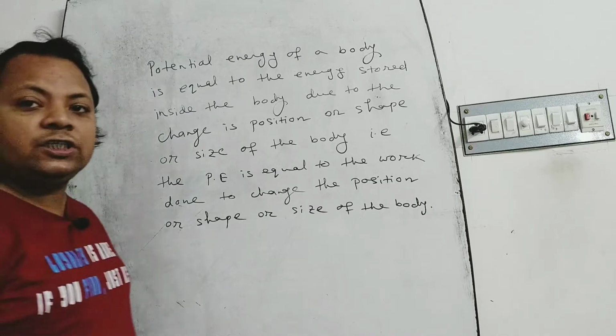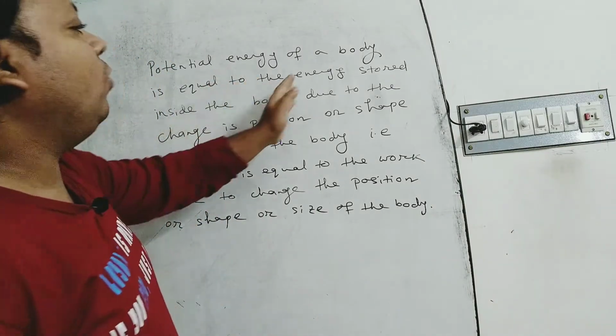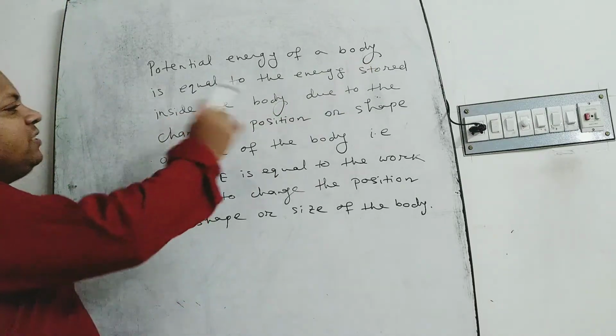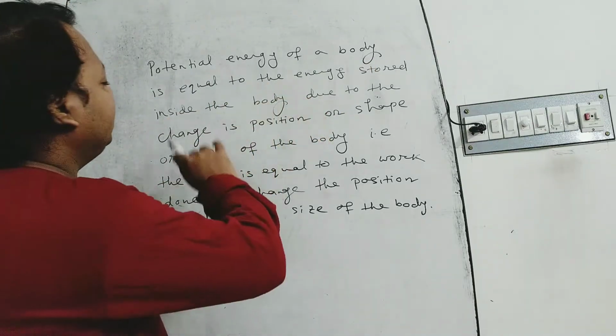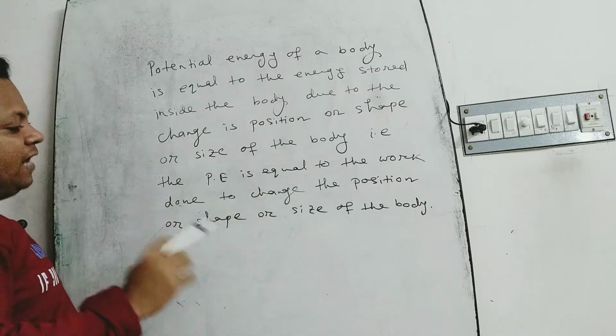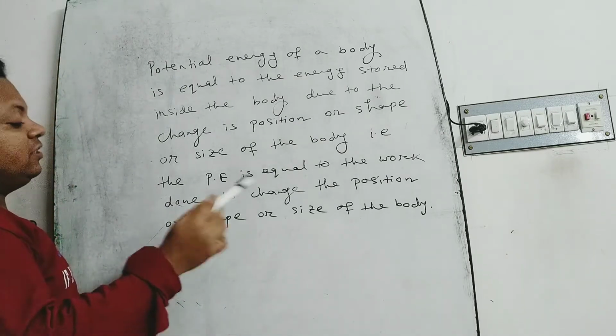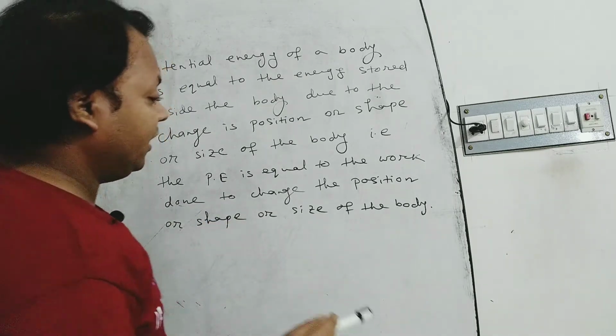Now, potential energy of a body. Potential energy of a body is equal to the energy stored inside the body due to the change in position or shape or size of the body. That is, the potential energy is equal to the work done to change the position or shape or size of the body.